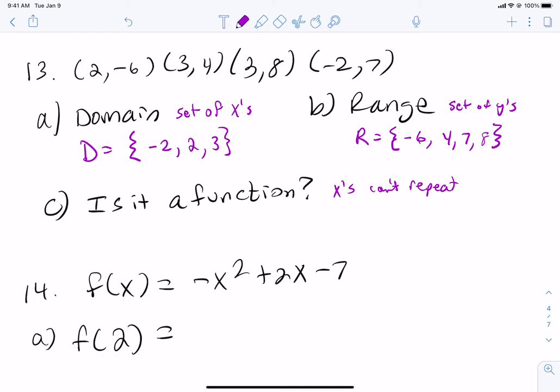Now, remember the question about is it a function just asks, do any of the x's repeat themselves? Did we have an x that repeated itself? Look at the x's right here. The 3 repeated itself, so that would be a no. It's not a function. If the x's are all distinctly different, it would be yes, it is a function.